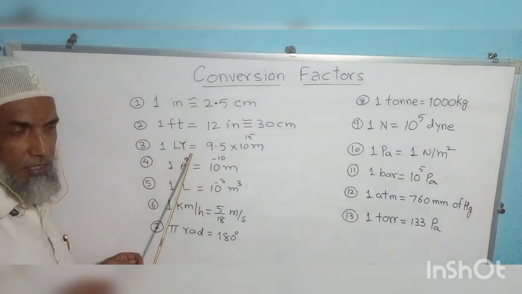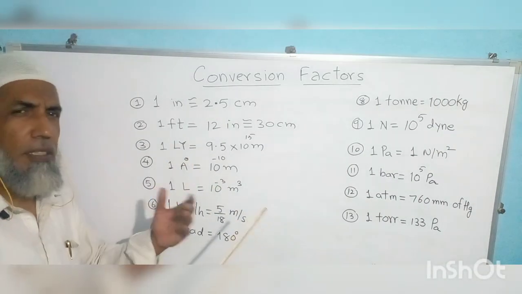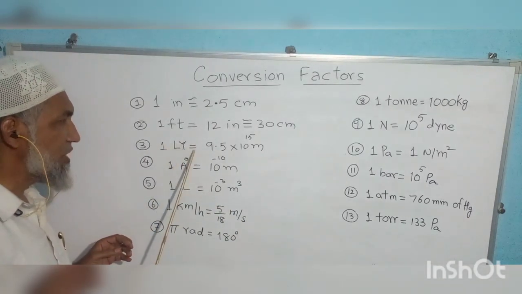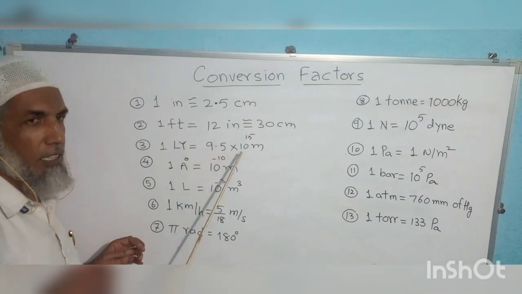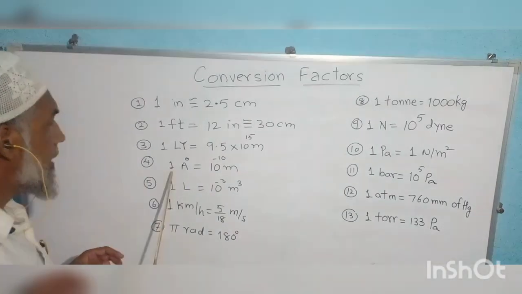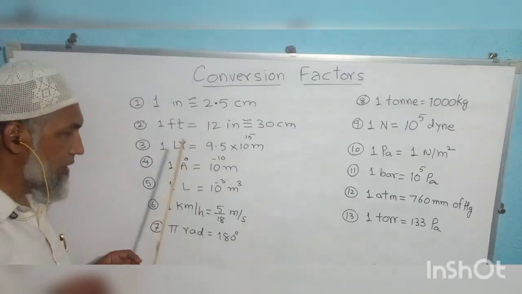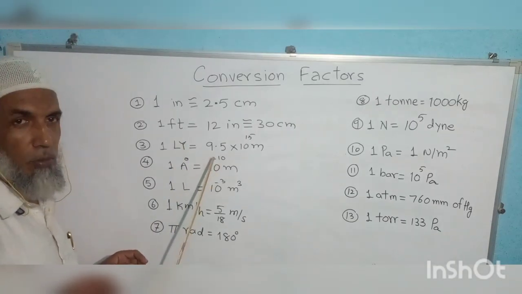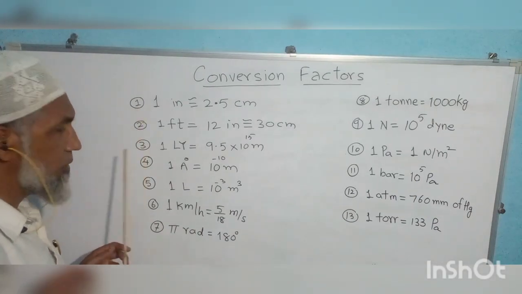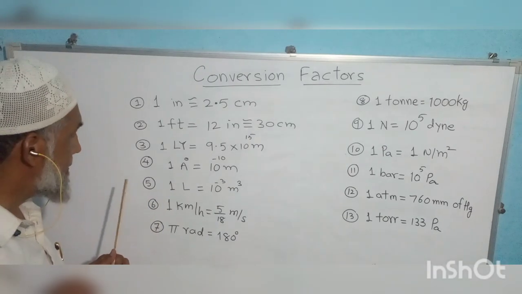1 light year. The distance traveled by light in 1 year is known as 1 light year. So 1 light year is 9.5 into 10 to the power of 15 meter. 1 angstrom unit is equal to 10 to the power of minus 10 meter. So all these four were related to length, distance.